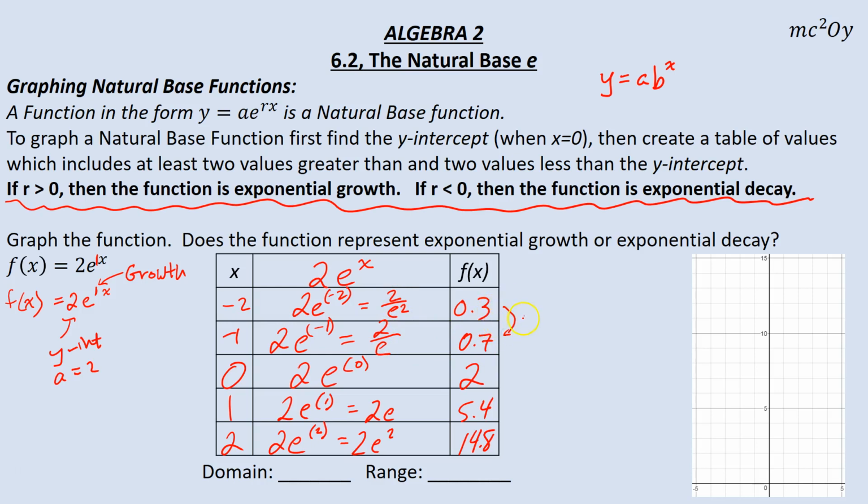Okay? My base still here is E, 2.7-ish. So I'm multiplying by approximately 2.7 each time. Right? The base, or the value of E, and it's an approximation of E. All right, so when I'm graphing this, I'm going to have negative 2, 0.3, negative 1, 0.7, 0, 2, 1, 5.4, and 2, 14.8. All right, and there we got it. The domain, all real numbers. The range, y is greater than 0.